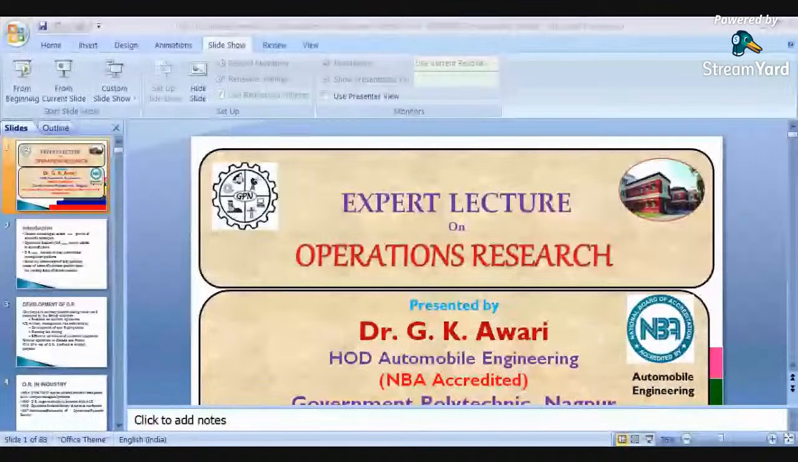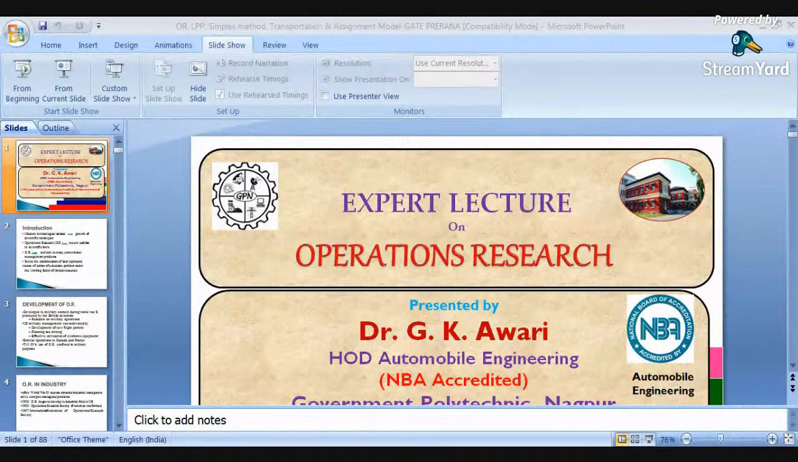National planning and budgeting, then the defense services, agriculture and irrigation, education and training. So the scope of operation research can be found in various sectors. Then the role in managerial decision making: better control, better coordination, better decisions, and a better system. So the role of operation research is in making decisions for better control, coordination, better decisions, and a better system. So basically, it is for improvement only.